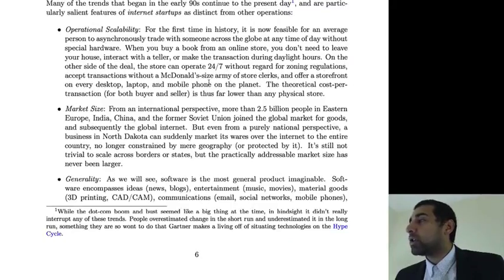There's no zoning regulations. There's basically no limitations in terms of how many stores you can have in a particular area. It's something where the scalability is absolutely crazy. You don't need clerks. You just need databases and the ability to handle the transactions.